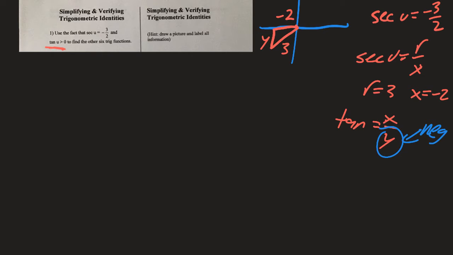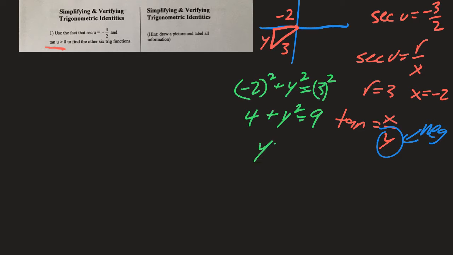And we will use the Pythagorean theorem to help us solve for the y value. If we set up our Pythagorean theorem, we'll have -2 squared plus y squared is 3 squared, and we'll solve this out. We should get 4 plus y squared equals 9, so y squared is 5, and then we get y equals square root 5. And since I'm in quadrant 3, I know this is negative, okay?